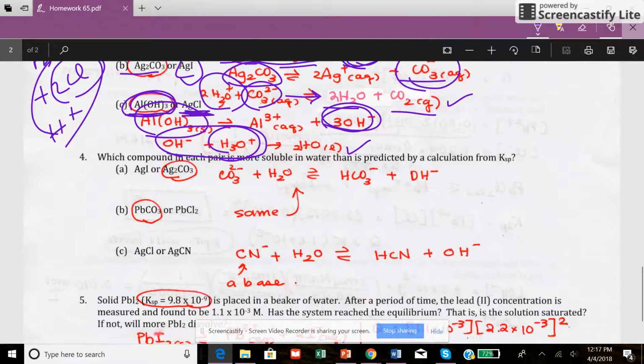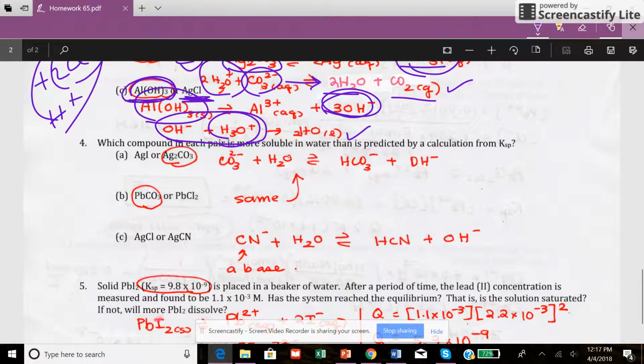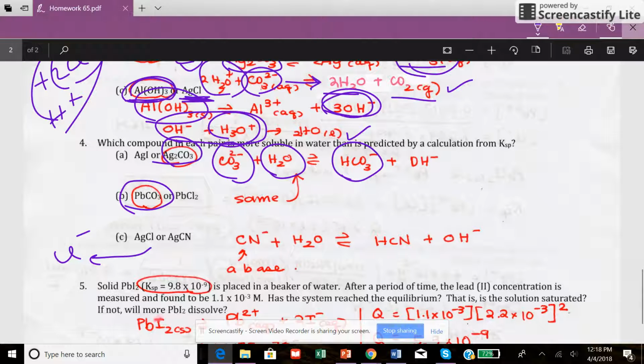Okay. Next one, which one will be more water soluble? Again, any time you see the anion that's being produced here, and when it reacts with any H plus, even H plus from water, and produces a weak acid, that salt will have a solubility higher than what is predicted by the KSP. Same thing over here. There's carbonate. Okay, and you see over here the anion. This one produces chloride. It reacts with H plus, produces a strong acid. That means the solubility is going to be the same as what's predicted by the KSP.